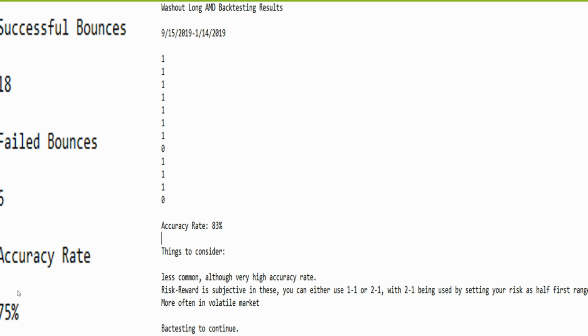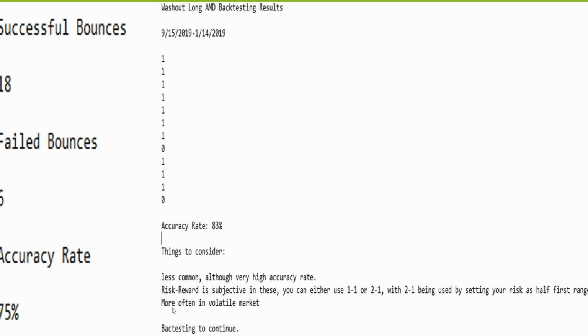It's actually been pretty accurate this November. But you can also see I did it here with the washout long on AMD, which was super accurate for a while there. You can see this is from September 15th to January 14th, 2019, and it had an 83% accuracy rate. But when you're doing this, guys, of course you want to see what the accuracy rate for your specific strategy is ultimately going to be, but there's other data you can gather from doing this. One of the things is the favorable conditions, how common the strategy is.